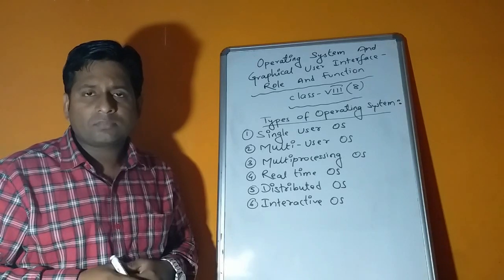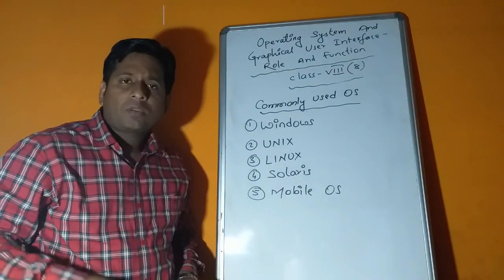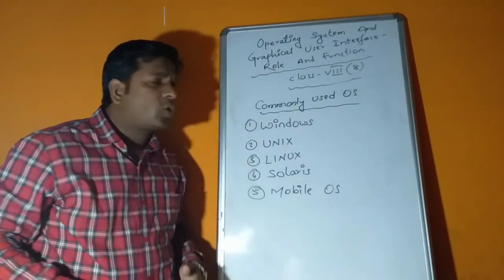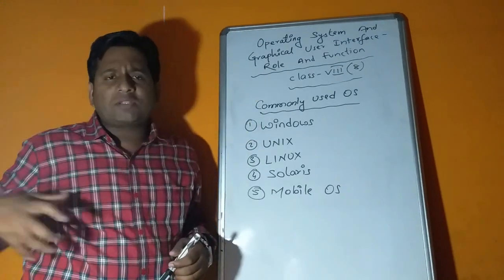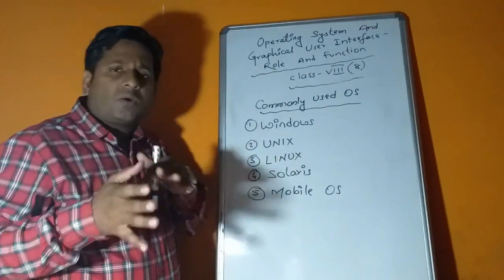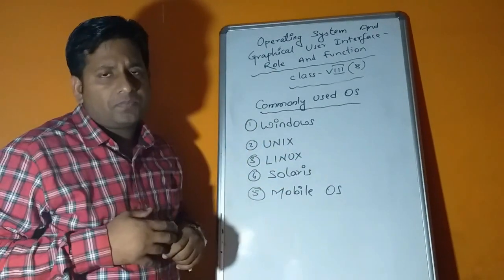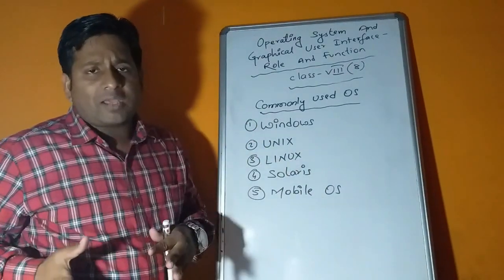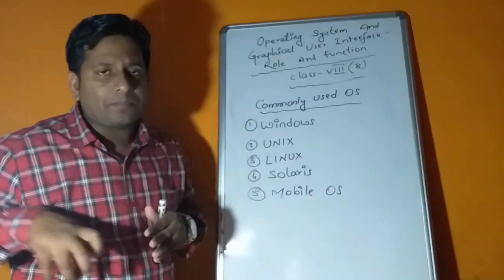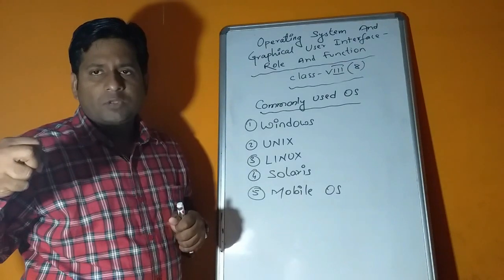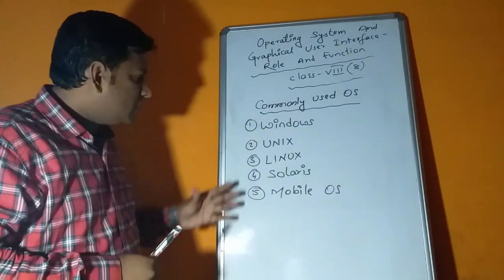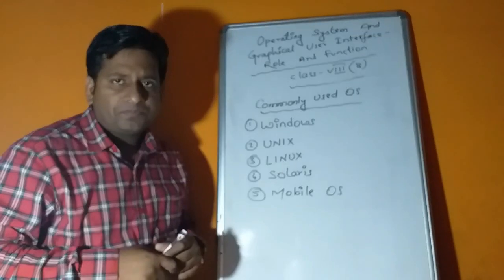Clear? So see, after the types, the next we have is what are the commonly used operating systems. Means there are so many operating systems available, different types. Just now I told you there are 6 different types. So out of these 6 different types, each type has some examples. So from there, the most commonly used, I'll be explaining that. You can see here 5 different types I have written.